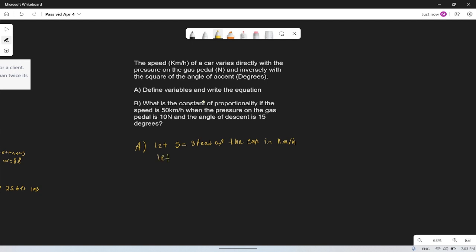Let's let P equal pressure on the gas pedal, and that's in newtons. And let's let D equal angle of descent in degrees.